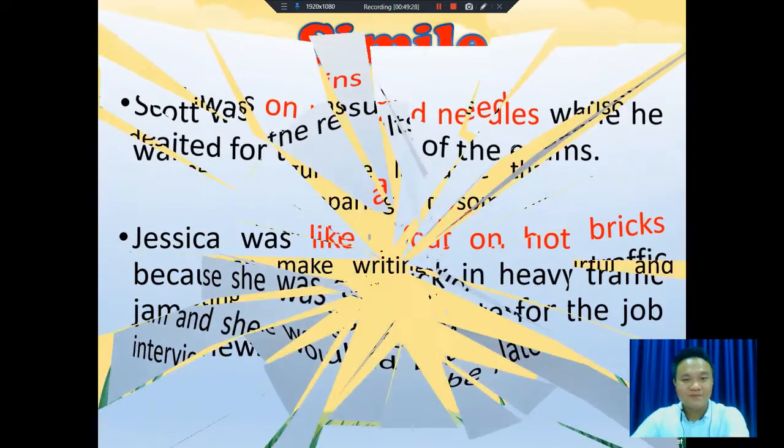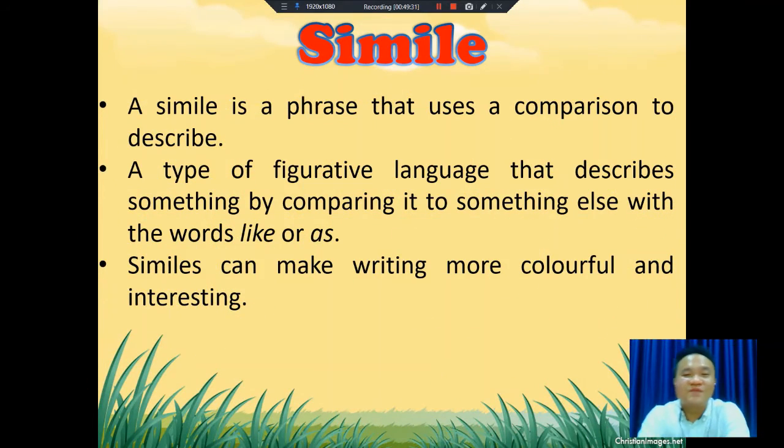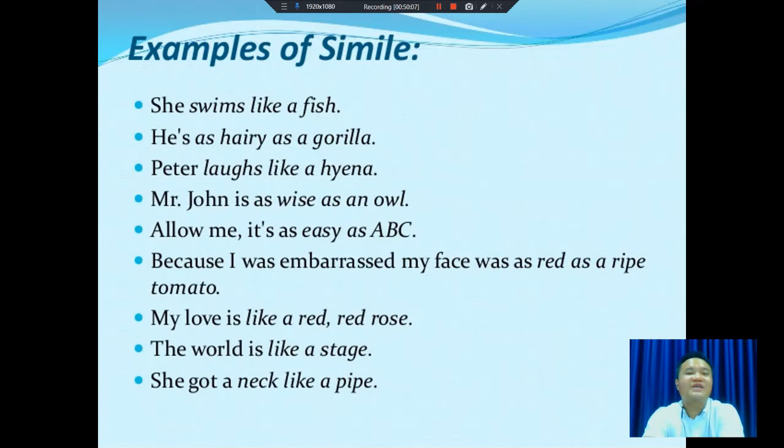All right, next, simile. Okay, the use of simile in your narrative essay. Now, a simile is a phrase that uses a comparison to describe. It is a type of figurative language that describes something by comparing it to something else with the word like or as. Okay, so later I'll give you an example. So similes can make writing more colorful and interesting. Okay, all these things that I provide in this video session are to help make your essay more colorful and interesting. Okay, now let's look at some examples of simile.